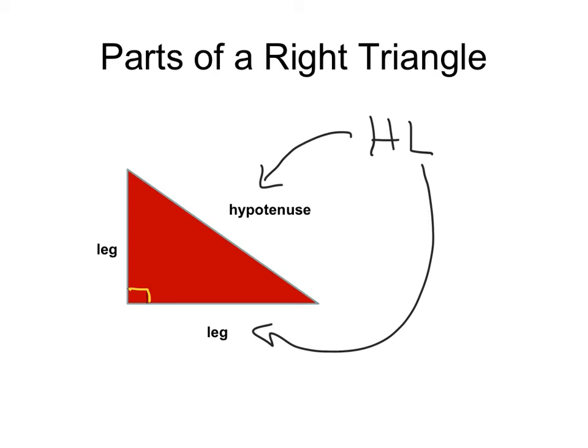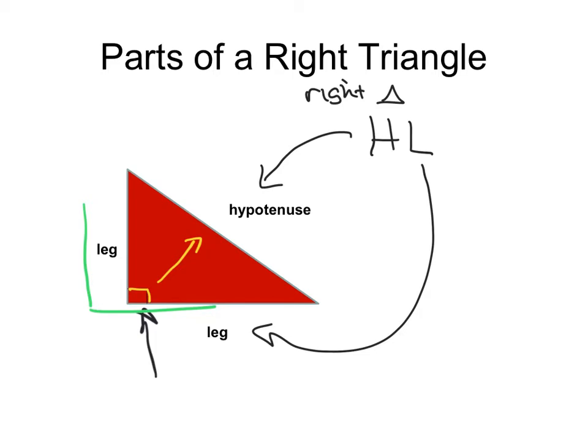So the first thing you need to do before you can try to use hypotenuse leg is make sure your triangle is right. So the first thing you're looking for is a right angle, and then you're looking to see if the hypotenuse and one of the legs is marked as congruent. The hypotenuse is always going to be the side that's across from the right angle. The legs of a right triangle are the sides that form the right angle. So these are the parts of a right triangle.